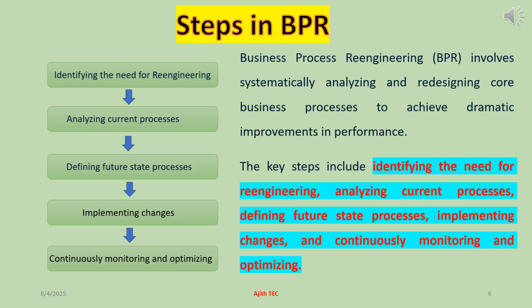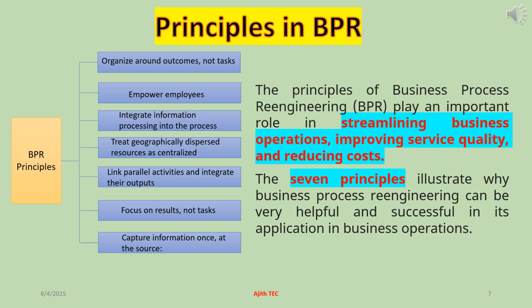Steps in BPR. Business process reengineering, BPR, involves systematically analyzing and redesigning core business processes to achieve dramatic improvements in performance. The key steps include identifying the need for reengineering, analyzing current processes, defining future state processes, implementing changes, and continuously monitoring and optimizing. Principles in BPR.